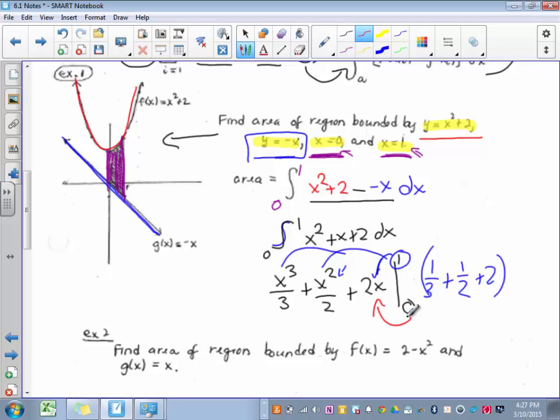Well, that's 0 when I plug it into that one. And that's 0 when I plug it into that one. And that's 0 when I plug it into that one. So I'm subtracting 0 plus 0 plus 0. That was the easy one.